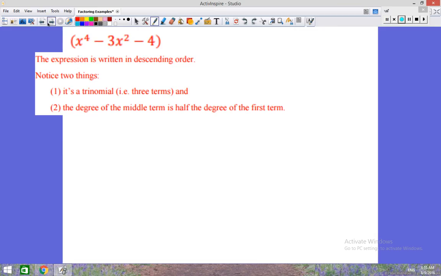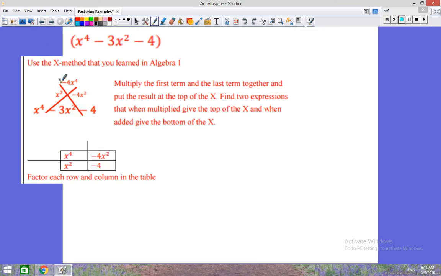So from our algebra course, we know how to apply the x method. We draw an x above the middle term, take the first term times the last term for the top of the x, and then the trial and error begins. We look for two numbers that when multiplied together give us the top value, but yet when added give us the bottom value. With both of these being negative, one's going to be positive, one's going to be negative, and the larger in magnitude is going to be the negative number. 1x squared times negative 4x squared gets you the negative 4x to the fourth, and yet when you add those together, you get the minus 3x squared.